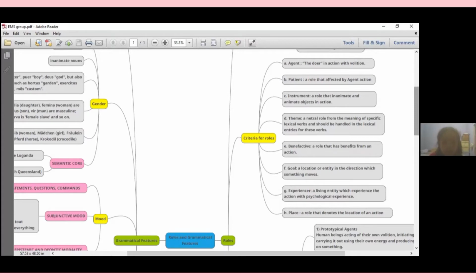The third is instrument, a role that involves inanimate and animate objects in action. This role uses the preposition with. Let's have one example. My mother cooks with her friends. And the fourth is theme, a natural role from the meaning of specific lexical verbs, and it should be handled in the lexical entries for those verbs.